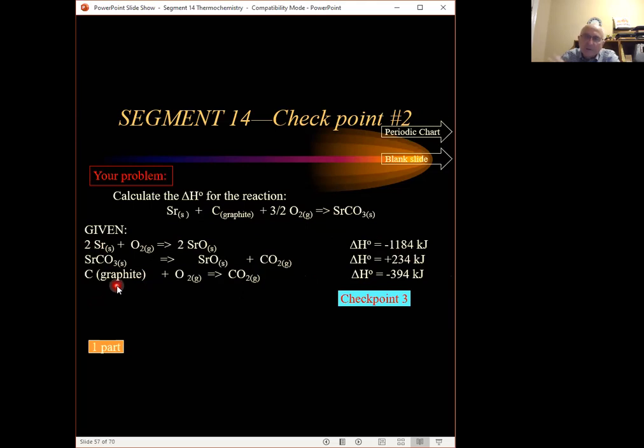And from then on, you add these other equations in the form that will eliminate something that's in that first working equation. I think it's probably going to be strontium oxide is something you're going to want to eliminate, okay? All right.